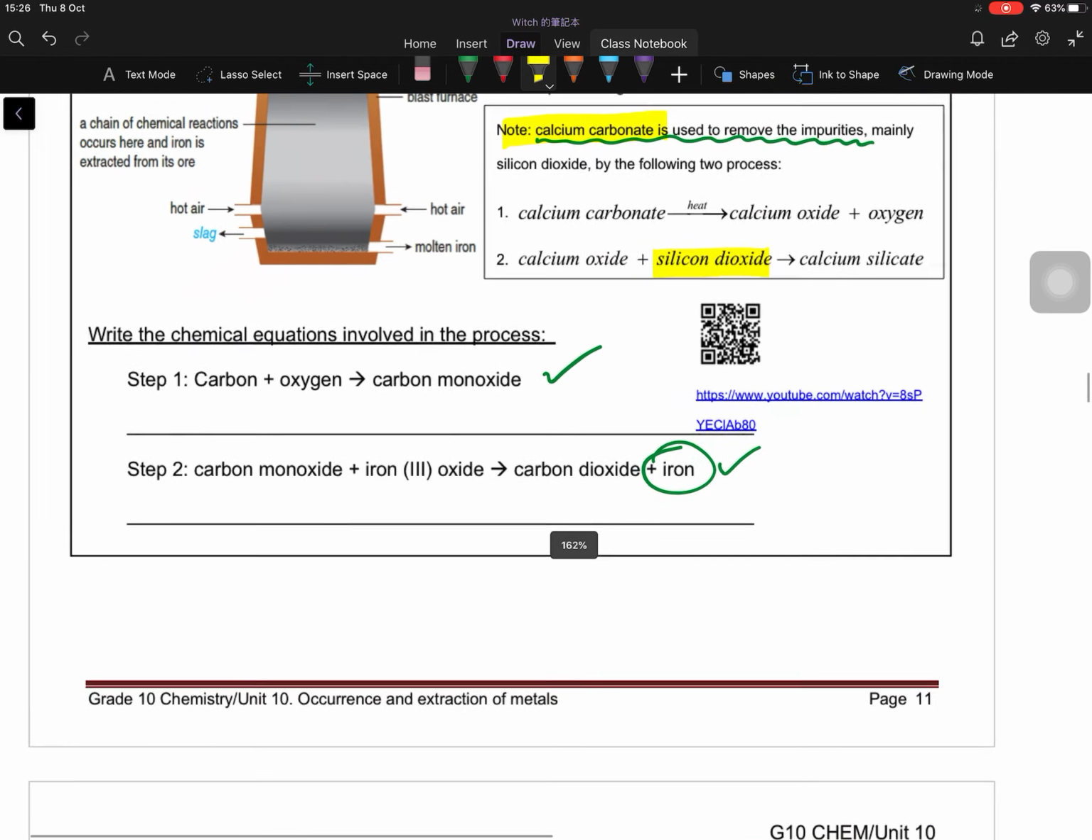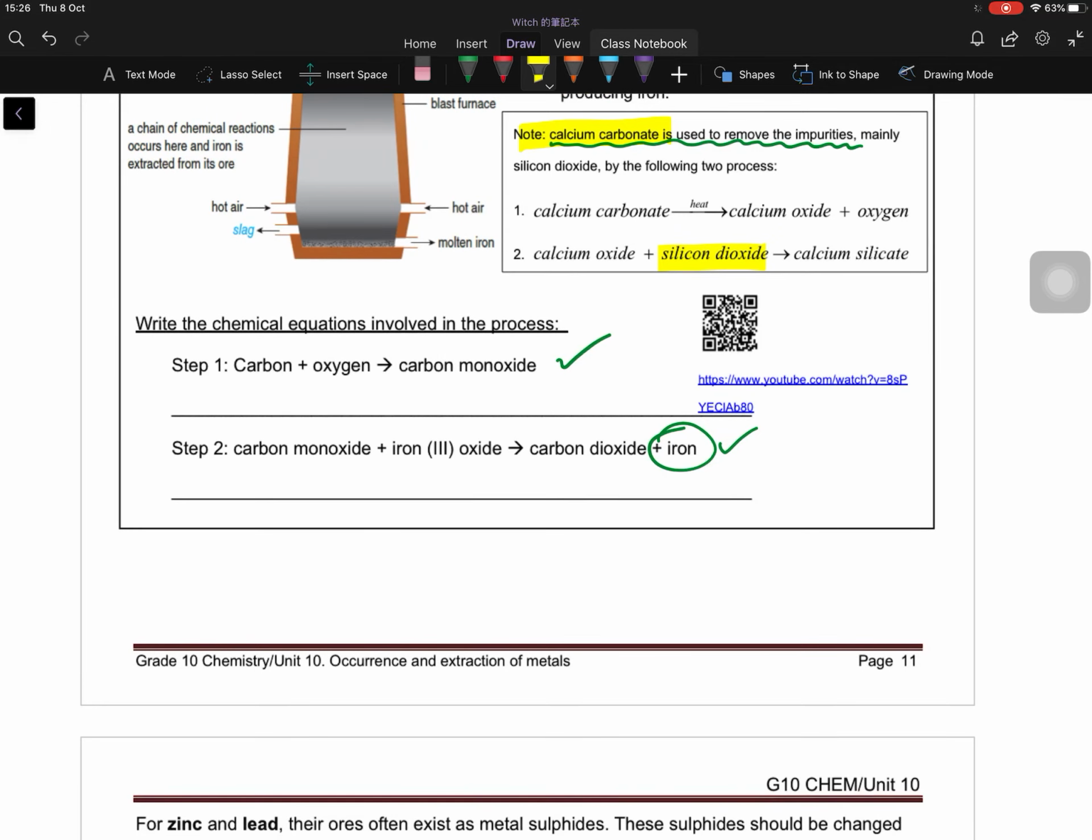Now today we're trying to write down the chemical equations from the word equations. Here shows step 1, we have carbon, oxygen, and carbon monoxide. First we write down the species and the physical state. As a giant covalent structure, carbon of course exists as a solid, and oxygen of course exists as a gas. Similarly, because CO is a molecule, it should exist as a gas too.